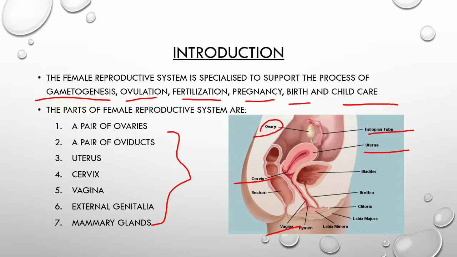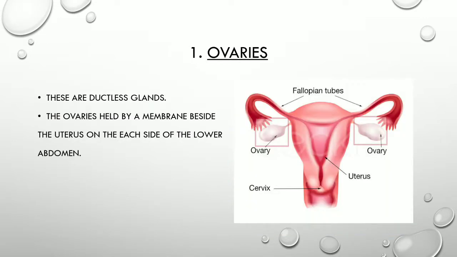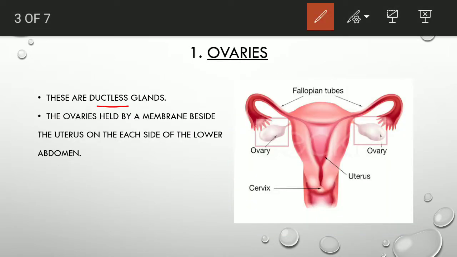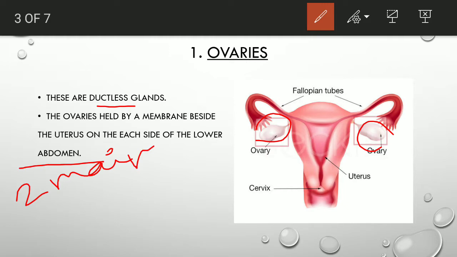First one is the ovaries. These are ductless glands or endocrine glands, and the ovary is held by the membrane beside the uterus on each side of the lower abdomen. The ovaries have two main reproductive functions in the body.